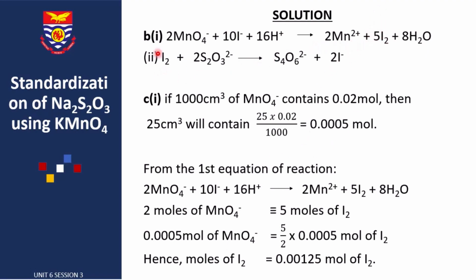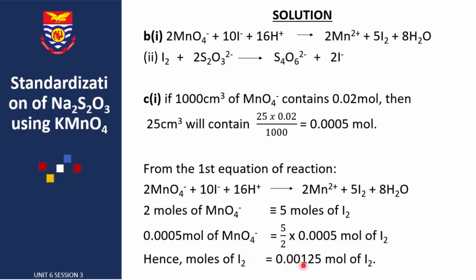And so we go back to our equation to look for the mole ratio. From this equation, 2 moles of the permanganate ions produce 5 moles of the iodine. Here the iodine is at the product side, not the reactant side, so it will not react with this iodine, it would rather produce it. So if 2 is equal to 5, then 0.0005 is equal to what? If we put x there, then we are going to have x equal to 5 times 0.0005 divided by 2, and that gives us the moles of the iodine.